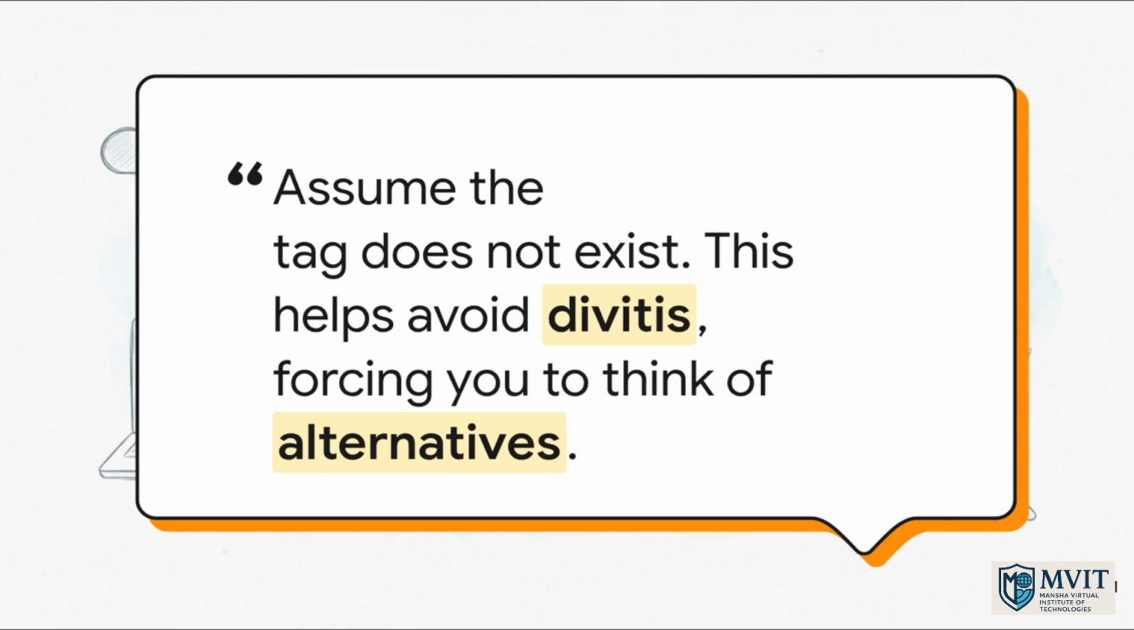Now, there's this common trap, this condition that developers get called divitis. It's the habit of just wrapping everything in a generic box, a div tag. This quote here absolutely nails the cure. Pretend that tag doesn't even exist. It forces you to stop and think, wait, what is this content really? Is it an article, a header, a footer?